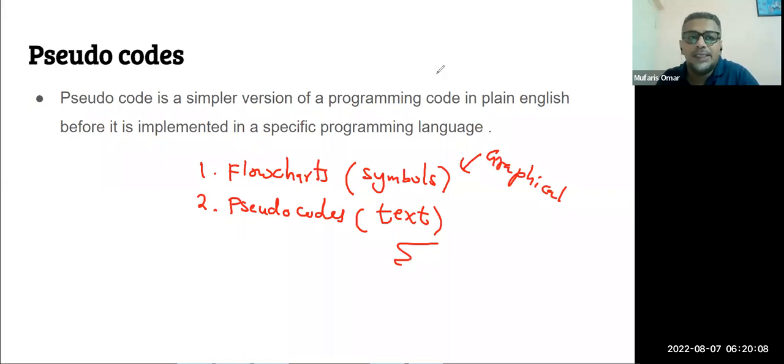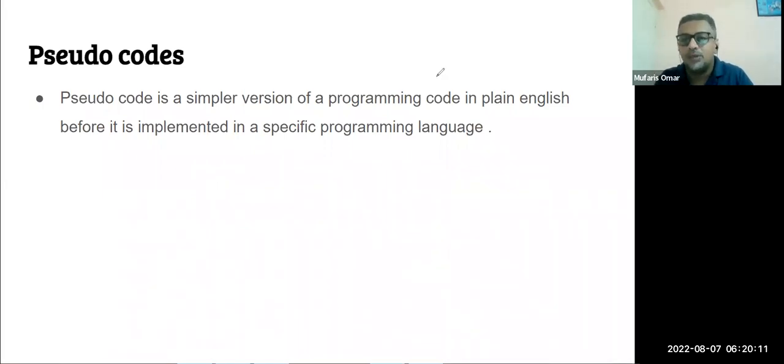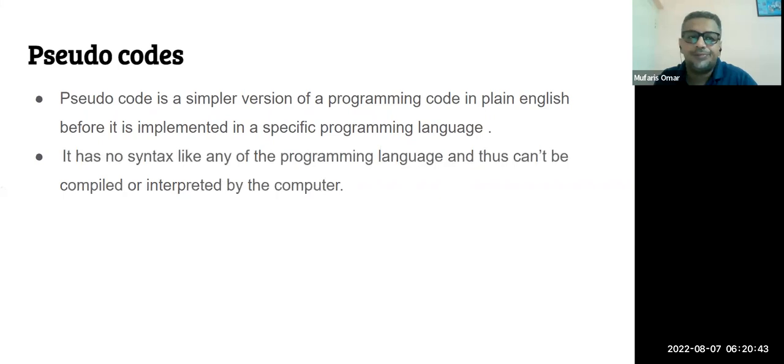So pseudocode is basically a simpler version of programming code. Before you write the programming code, we write the instructions in simple English. It's not a programming language. Pseudocode is a simpler version of a programming code in plain English before it is implemented in a specific programming language. But this has no syntax.